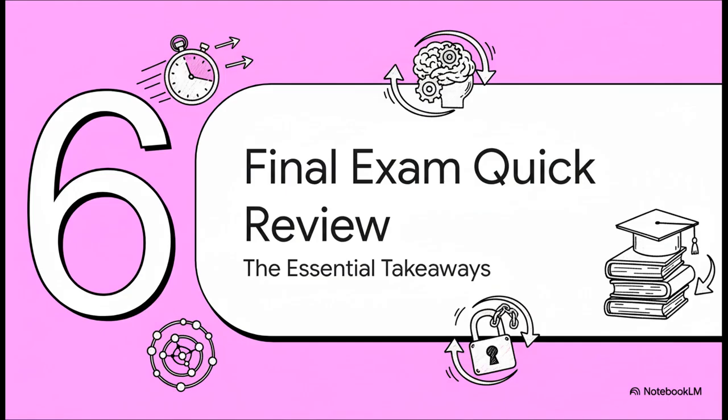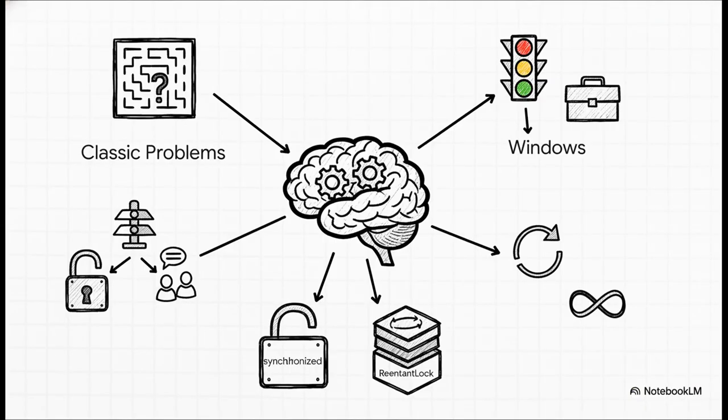All right, we've covered a lot of ground. Let's wrap this up and bring it all home with a super quick, rapid-fire review of the stuff you absolutely, positively have to know for the exam. Okay, let's nail this down. 1. The classic problems: bounded buffer, readers-writers, dining philosophers. They're your theoretical proving grounds. 2. Operating systems. Windows uses those dispatcher objects. Linux gives you a fine-grained toolkit, from atomic ops up to mutexes.